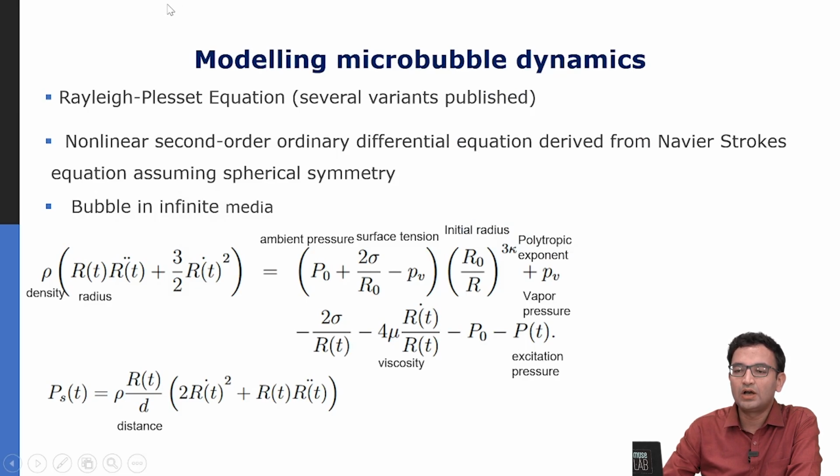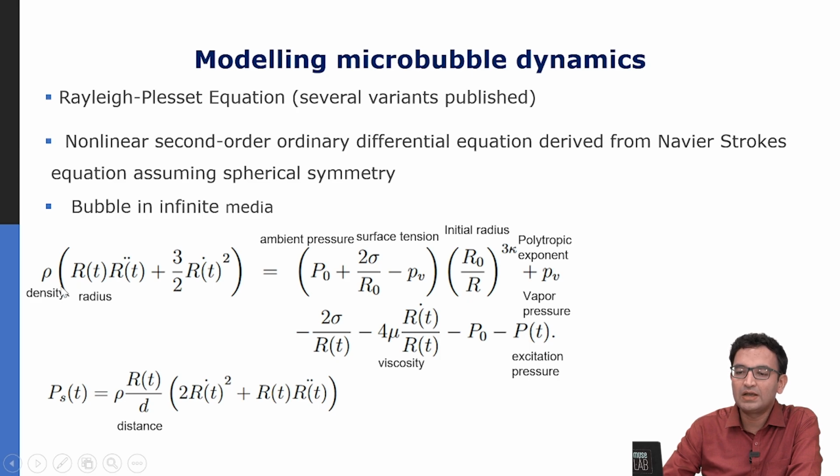So the most common model that has been extensively researched over several decades is the Rayleigh-Plesset model, and several variations and modifications of this model have been published. This is a nonlinear second order ordinary differential equation which is derived from the Navier-Stokes equation assuming spherical symmetry. So this would be a bubble in an infinite medium and it is being exposed to ultrasound. So this is the Rayleigh-Plesset equation.